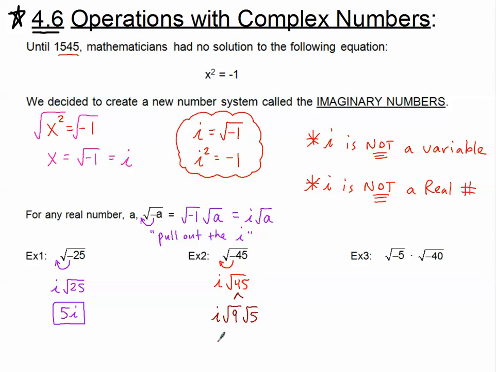I'm going to pull the 3, and then the i, and then the square root of 5. And that would be the simplified version of the square root of -45. Remember, our first step will always be pulling out our i.